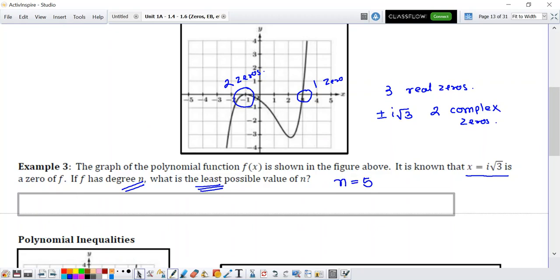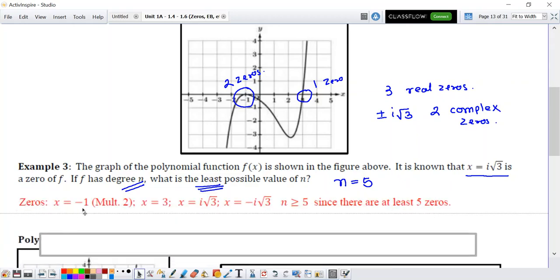Now in a test, you are supposed to justify and explain. So this is exactly what you have to explain: x equals -1 has two zeros. x equals 3 is one zero. Those are the three real zeros and two complex zeros. So n is at least, it says at least. So ideally, you have to write the answer like this, n greater than or equal to 5. And this is about the zeros and multiplicity. Make sure to watch the next video for inequalities and other concepts.